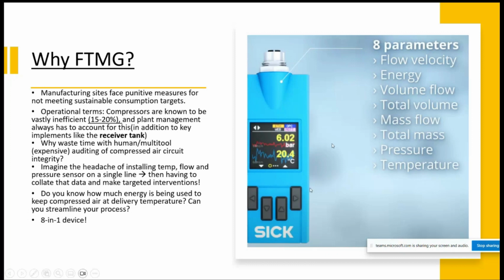So here, hey presto, SICK have the FTMg. Now we're looking at parameters here. Flow, velocity, energy is probably your main, your key concerns. But you can have volume, flow, total volume. You can have it as a counter and totalize it to see how much volume you're using over the hours and days.